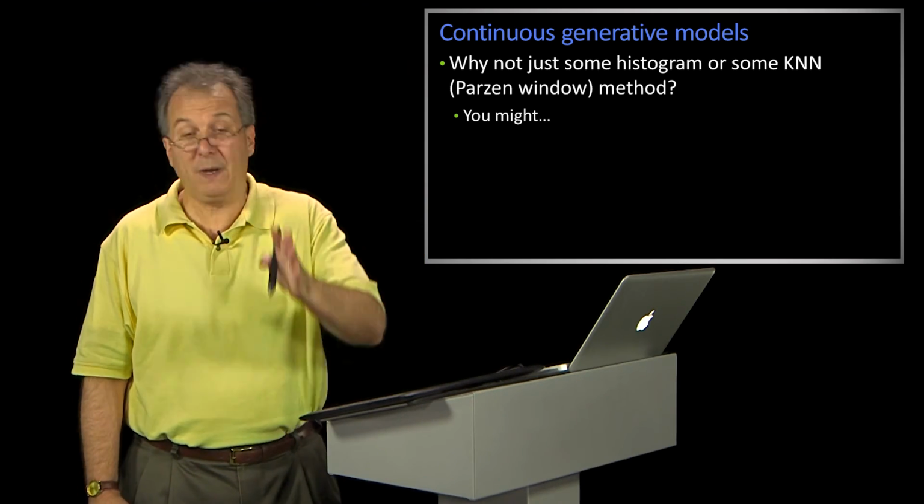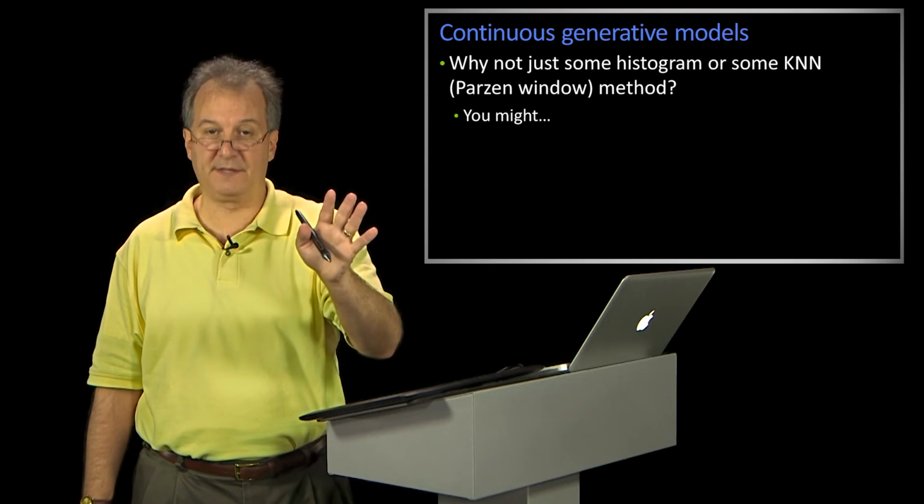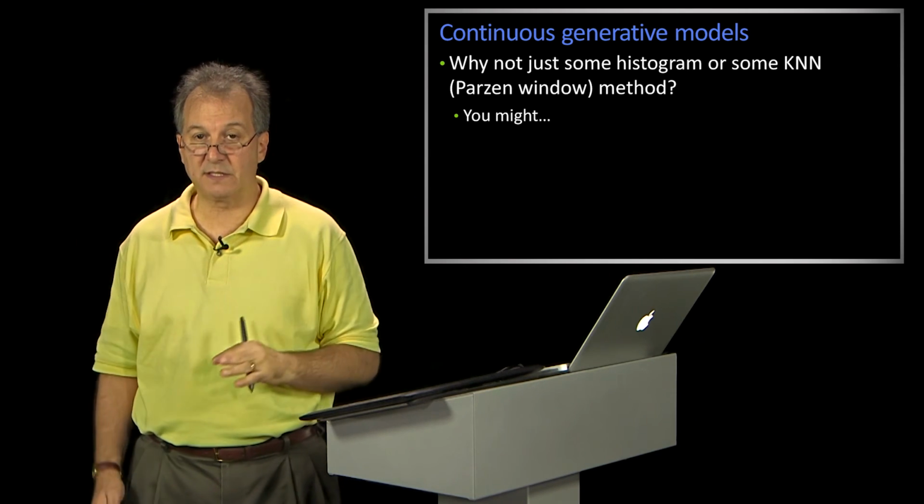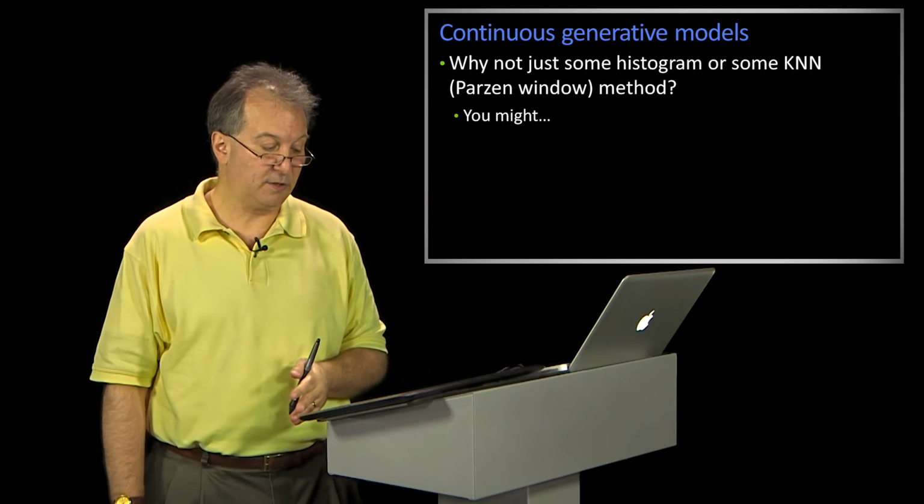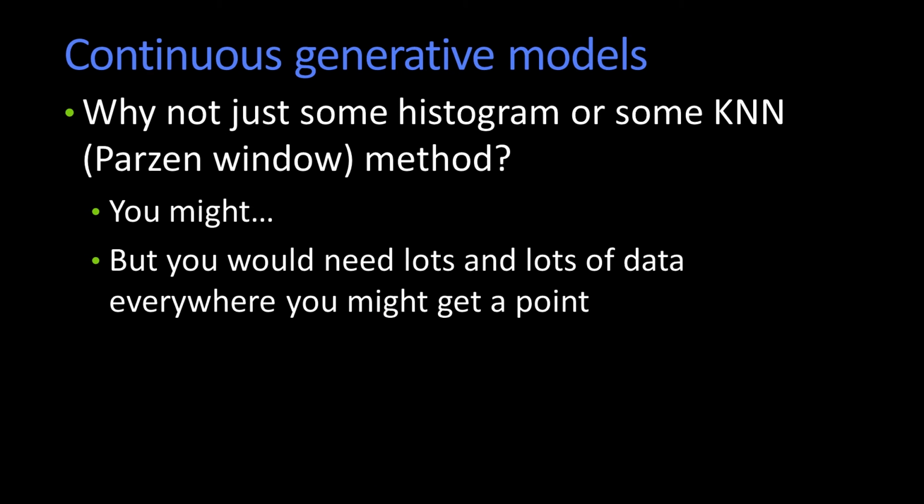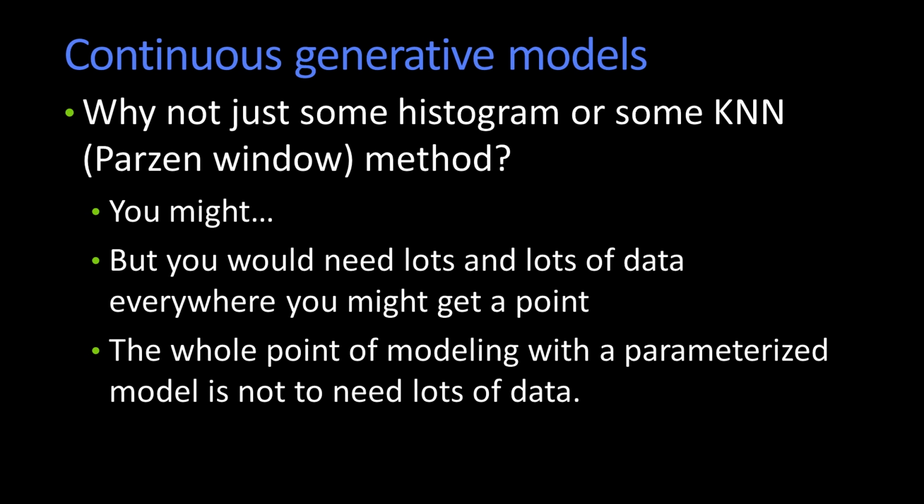So why won't you do that? Well, you might do that. If you've got a lot of data, you might actually try to do some histogram or KNN based method of estimating your density, but you would really need lots and lots of data everywhere that you're likely to get a point, because you need the densities pretty much everywhere you're likely to get a data point. And in some sense, the whole point of generative models is to be able to use a modest amount of data. So the reason to use the parameterized thing is that you don't need a lot of data. Okay? And it allows you to generate a model that you can use for each category.